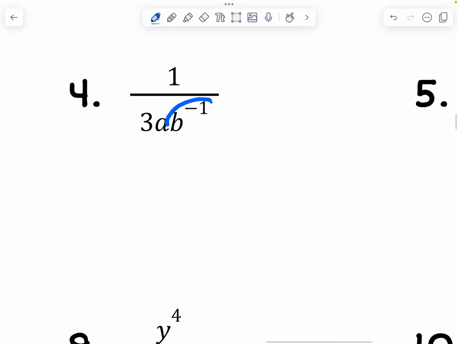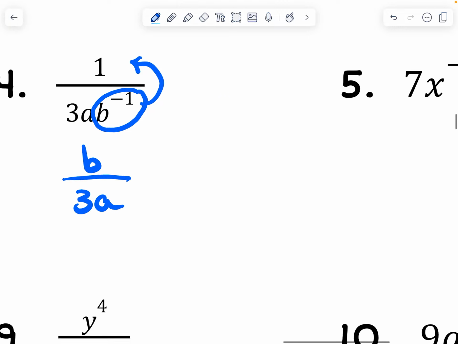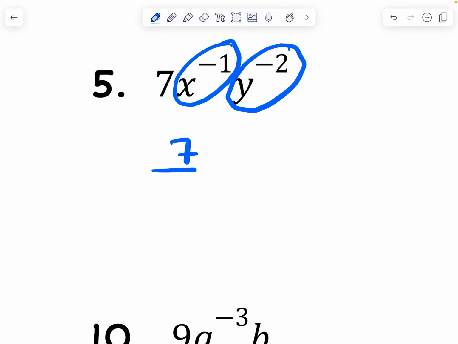This part right here is the only part that has the negative exponent. That's the part that's going to move. b over 3a. This moves and this moves. The 7 does not move. The 7 stays on top. The x moves to the bottom. The y moves to the bottom, and their exponents become positive.